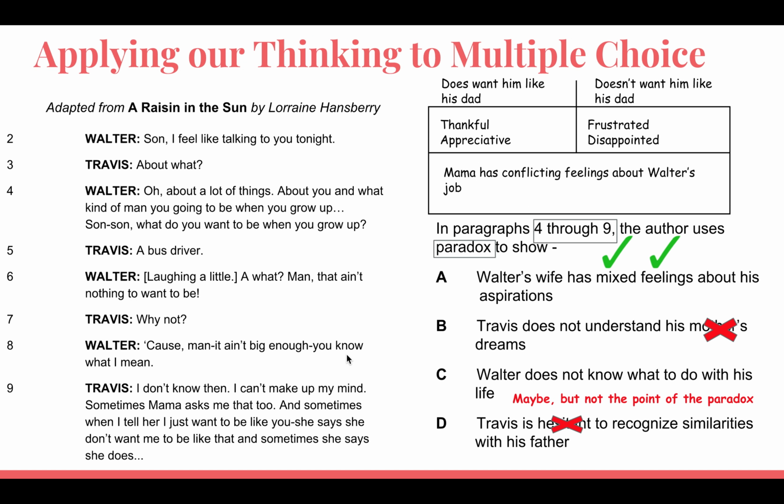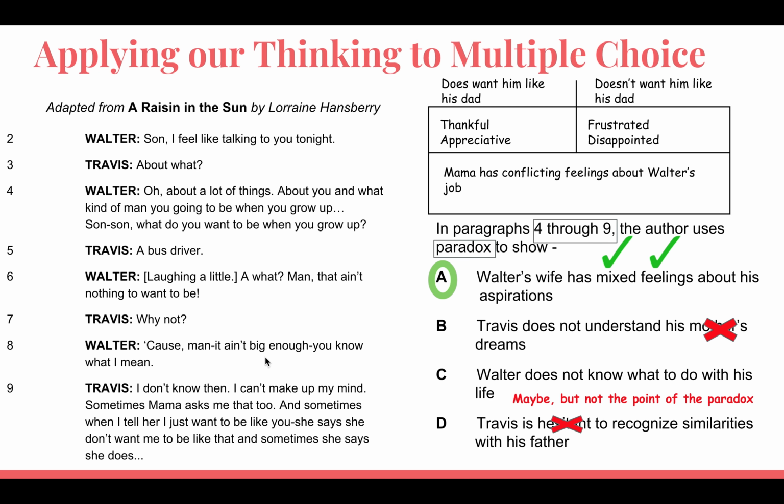Well, Travis isn't really hesitant because he's saying he wants to be like his father. Hesitant means like he's not sure, he's reserved, and Travis isn't really not sure. He's like, well, I want to be like you, but then I get confused and I can't make up my mind because mom tells me these two very different opposing ideas. So the answer is actually A, that Walter's wife, or mama, has mixed feelings about Walter, or her husband's aspirations.